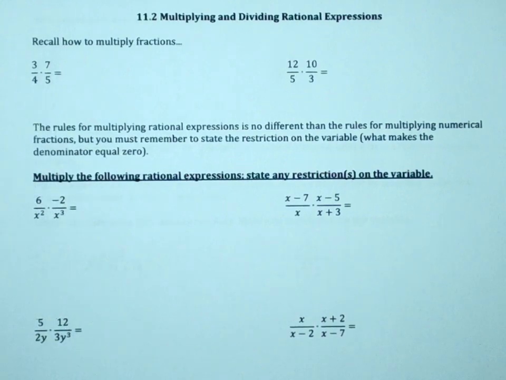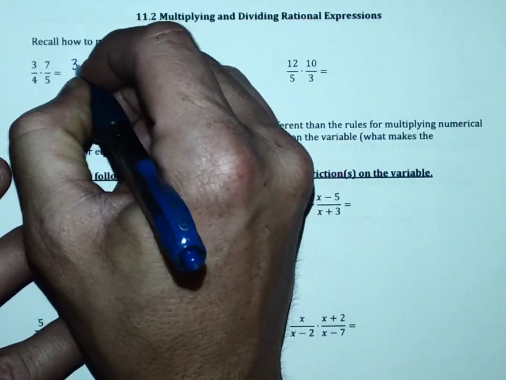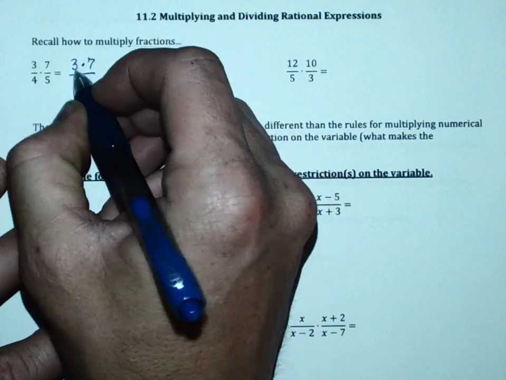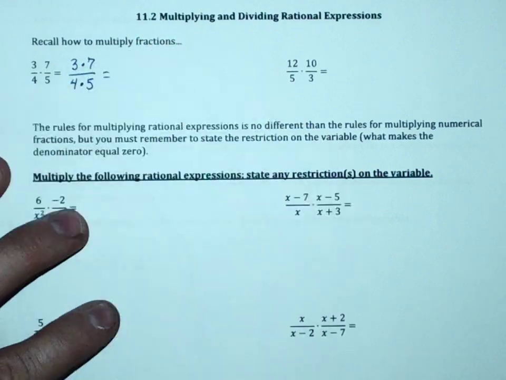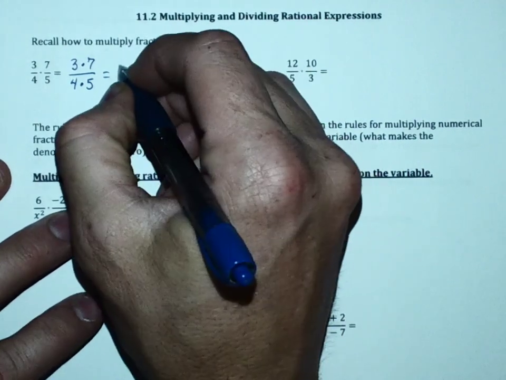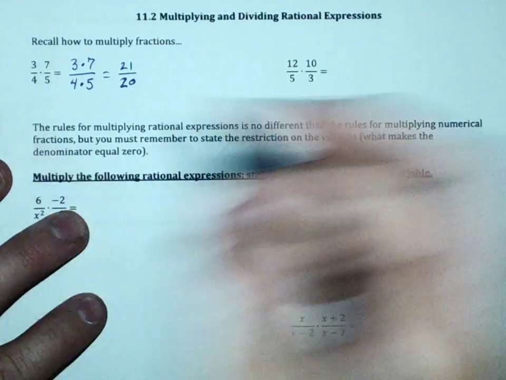The rules for multiplying fractions are top times top, bottom times bottom. You just multiply the top numbers and you multiply the bottom numbers. So 3 times 7 is 21, 4 times 5 is 20, and you're done. There you go.